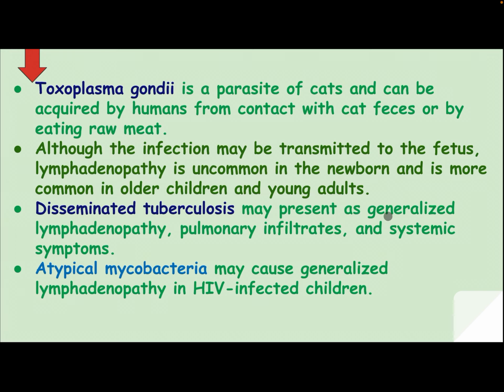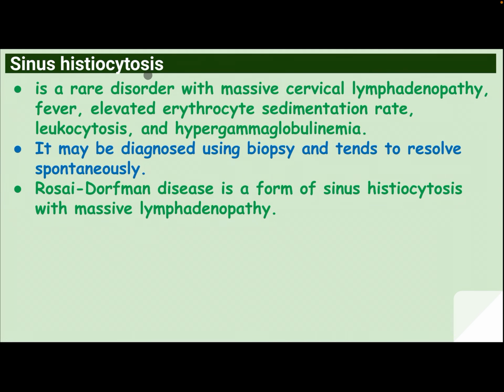Disseminated tuberculosis may present as generalized lymphadenopathy, pulmonary infiltrates, and systemic symptoms. Atypical mycobacteria may cause generalized lymphadenopathy in HIV-infected children. Sinus histiocytosis is a rare disorder with massive cervical lymphadenopathy, fever, elevated erythrocyte sedimentation rate, leukocytosis, and hypergammaglobulinemia. It may be diagnosed using biopsy and tends to resolve spontaneously. Rosai-Dorfman disease is a form of sinus histiocytosis with massive lymphadenopathy.